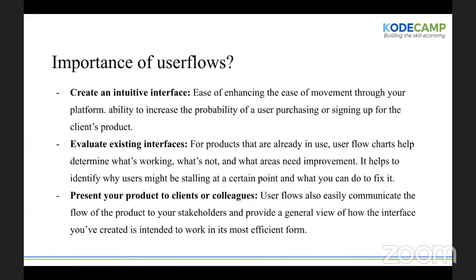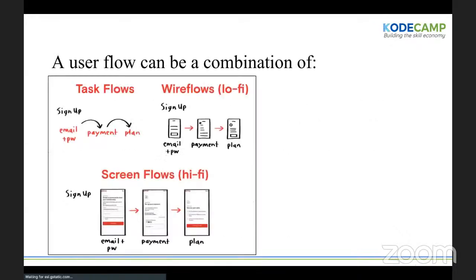There are still so many reasons out there. You can do your personal search, but these are the ones I feel are really important for us at this stage in this learning. Okay, so a user flow can be a combination of text flows, wire flows, and then screen flows.